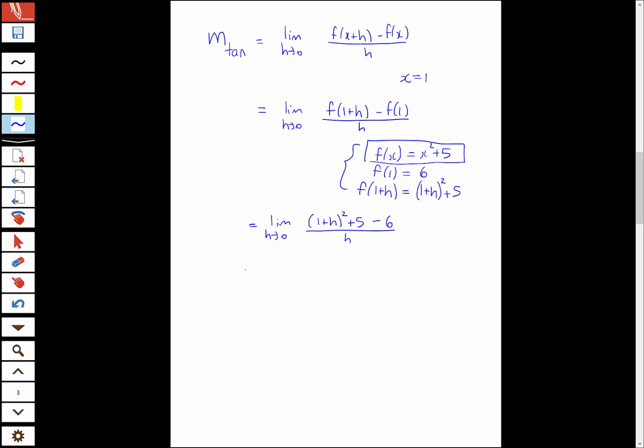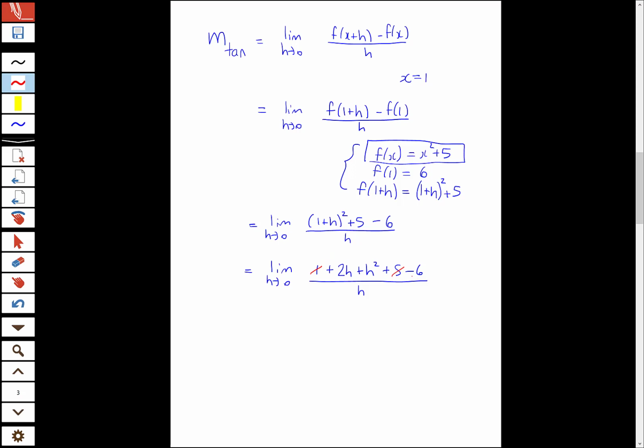Okay, so let's work on expanding the numerator here. So if we expand the numerator, we'd have 1 squared, which is 1, plus 2 times 1 times h, so that's going to be 2h, plus h squared, so we're just expanding out that square there, plus 5 minus 6, and then that's all over h. Great, so already we've got a little bit of cancellation that can happen there.